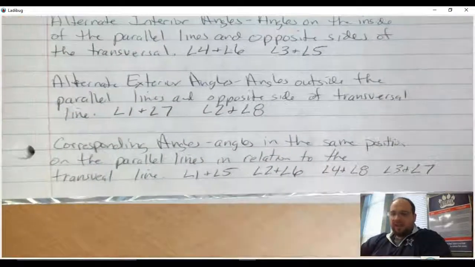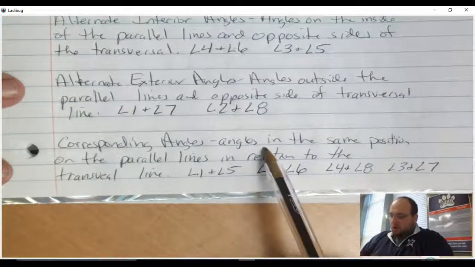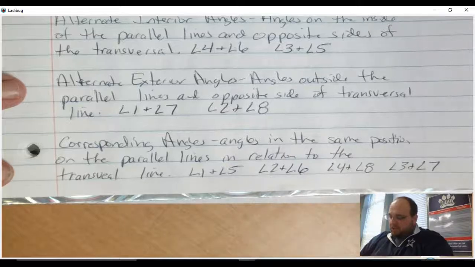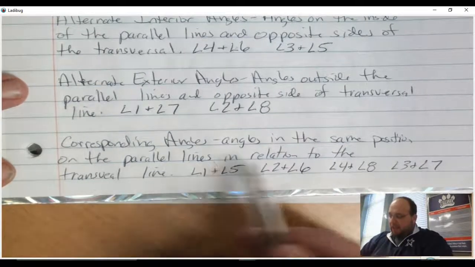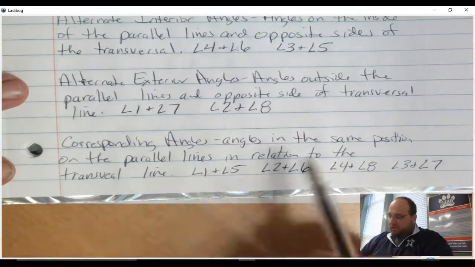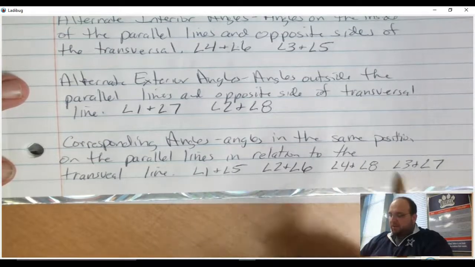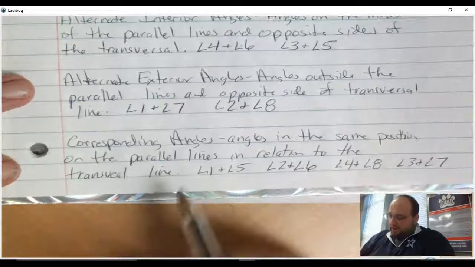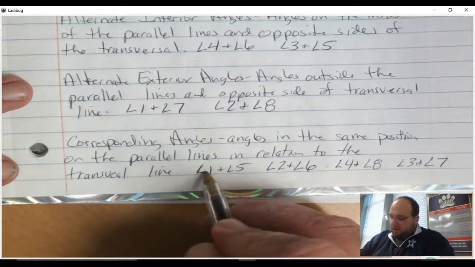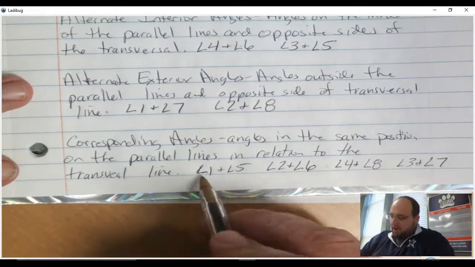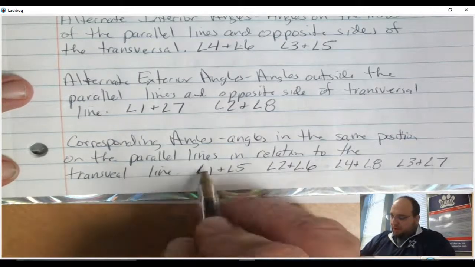And I'll slide that down so you can see it. Corresponding angles are in the same position on the parallel lines in relation to the transversal line. 1 and 5, 2 and 6, 4 and 8, 3 and 7. If you've not noticed, this little line here that looks like an L, this just means angle, in case you're wondering.